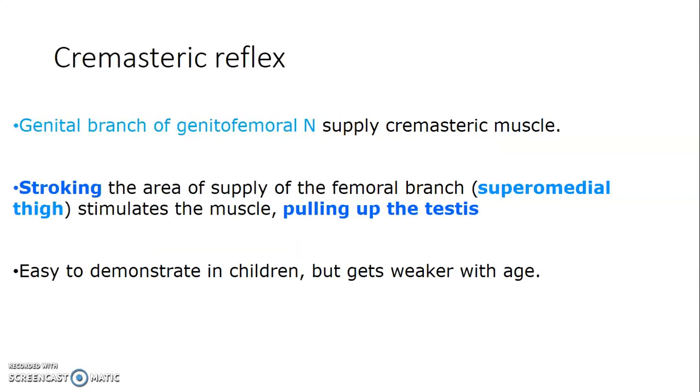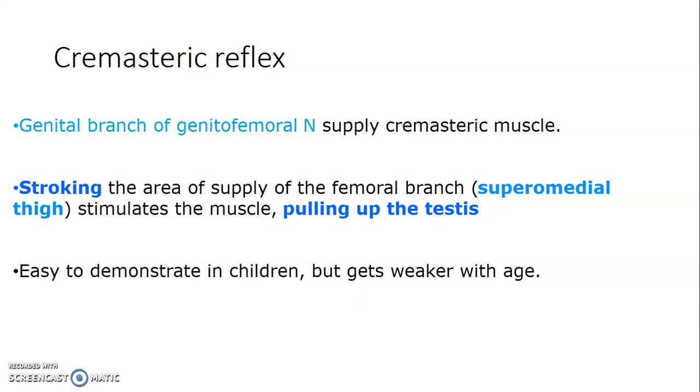So we have what you call the cremasteric reflex, where you stroke the upper medial aspect of the thigh in a male. Sensation will be carried by the femoral branch of genitofemoral, and that communication will occur at the level of the spinal cord and cause the genital branch of genitofemoral to cause contraction of the cremasteric muscle, hence pulling up the testis. This is usually easy to demonstrate in children, but with age, this reflex gets weaker.